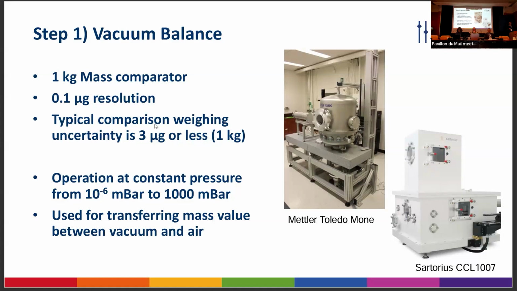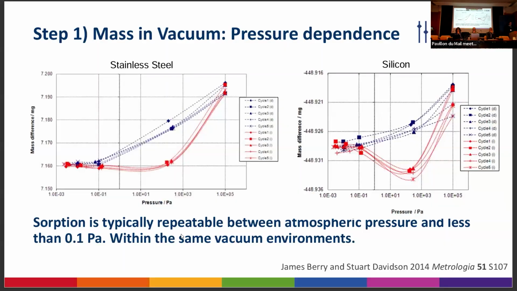Typically, the uncertainty of the weighings is less than 3 micrograms. It's not so hard to get 1.5 micrograms. And you can operate the balance between 10 to the minus 6 millibar and 1,000 millibar. We've even gone over a little bit and pressurized things. And so we use this for comparing masses in vacuum, as well as for transitioning from vacuum to air for our mass scale.